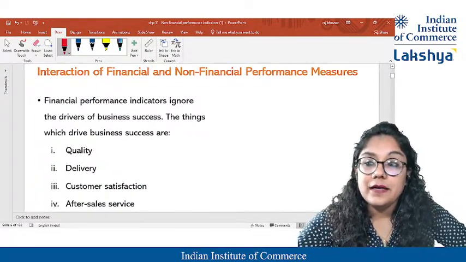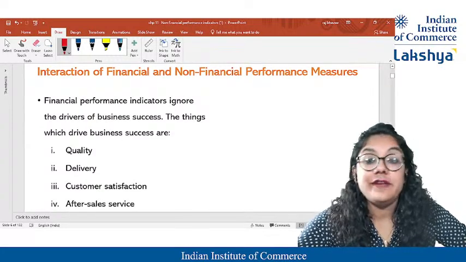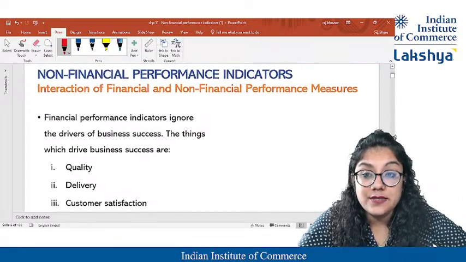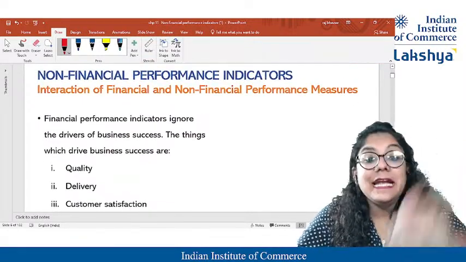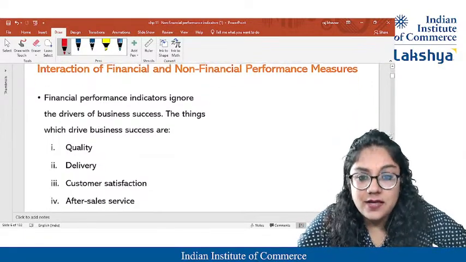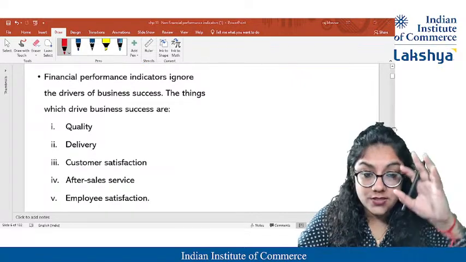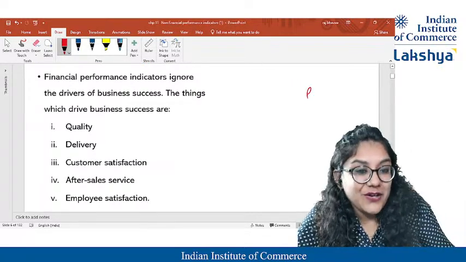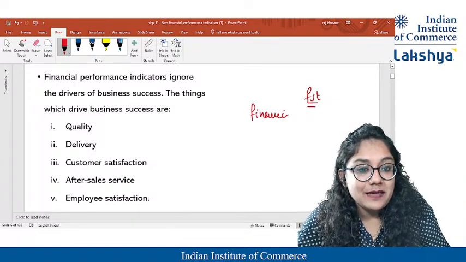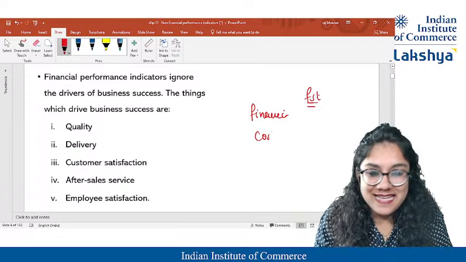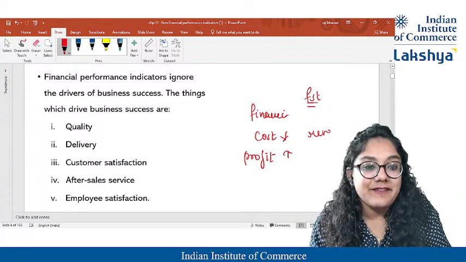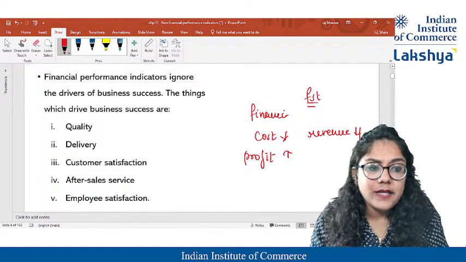Now we come to the interaction of financial and non-financial performances. Now students, this becomes important. Why? If you can see this, financial performance indicators ignore the drivers of success. Whereas, what are the drivers? If I figure it out only on the financial figures, I'll be just concentrating on lowering cost, profits needing to be more, my revenue needing to be more.